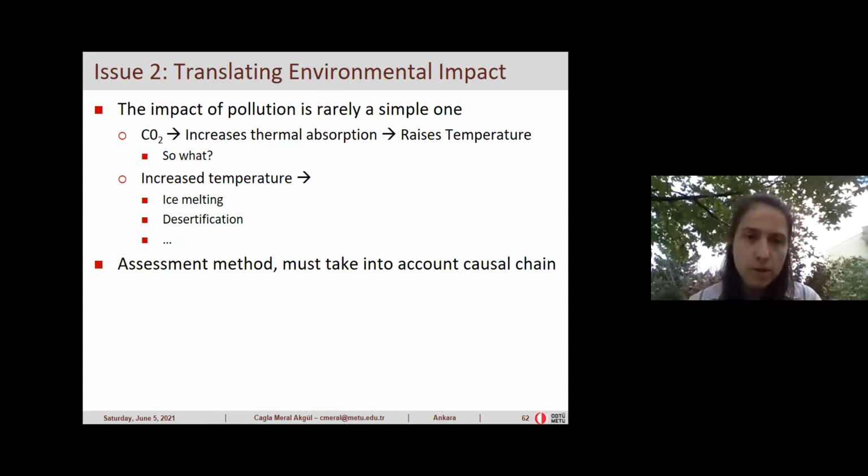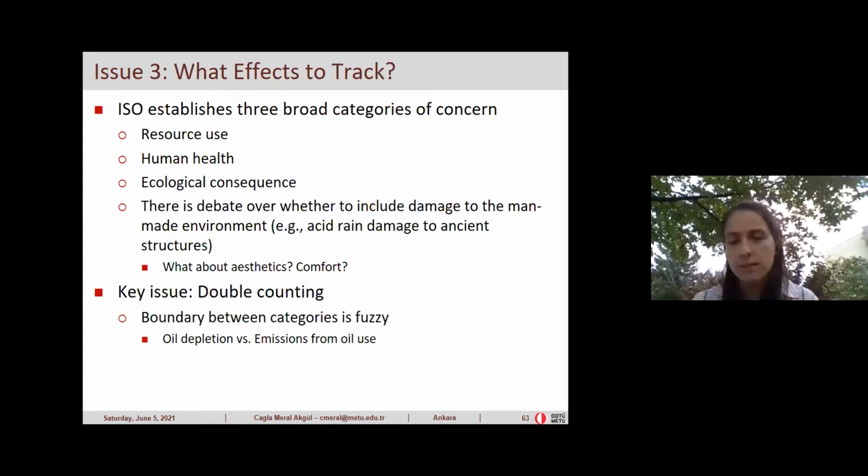So this is pretty much, sorry, I forgot, there is a third issue I wanted to talk about. What effects to track? Basically, three broad categories of concern are resource use, human health, and ecological consequence. There is a debate over whether to include damage to the man-made environment. For example, acid rain damage to ancient structures.